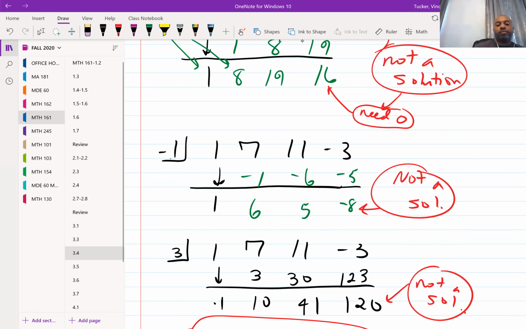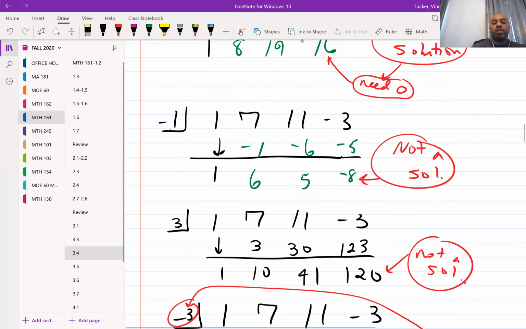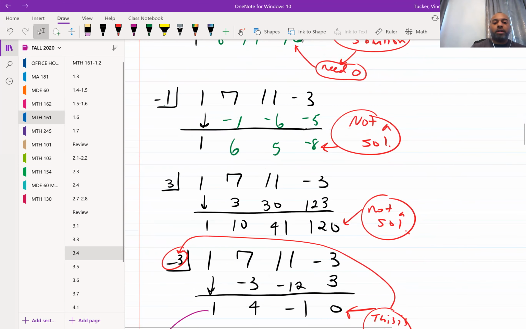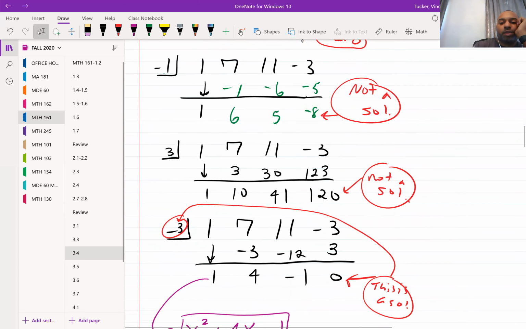+3. Follow the same process, but this time notice we get 120 as a remainder. And if we do -3 though, notice we get 0. And that's what we needed to prove that we have a solution. So -3 would be one of our solutions.